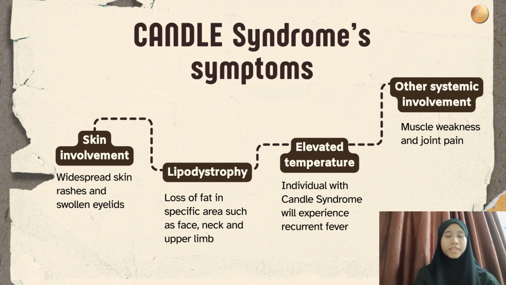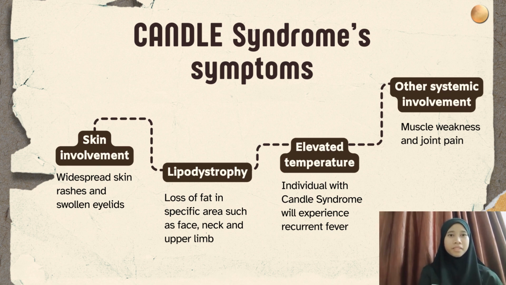Next, we move on to Kendall syndrome symptoms. Firstly, in terms of skin involvement, people with Kendall syndrome will face widespread skin rashes and swollen eyelids. Second, lipodystrophy, which is loss of fat in specific areas such as the face, neck, and upper limb. The third one is elevated temperature. Individuals with Kendall syndrome will experience recurrent fever. Next, in terms of other systemic involvement, people with Kendall syndrome will face muscle weakness and joint pain.